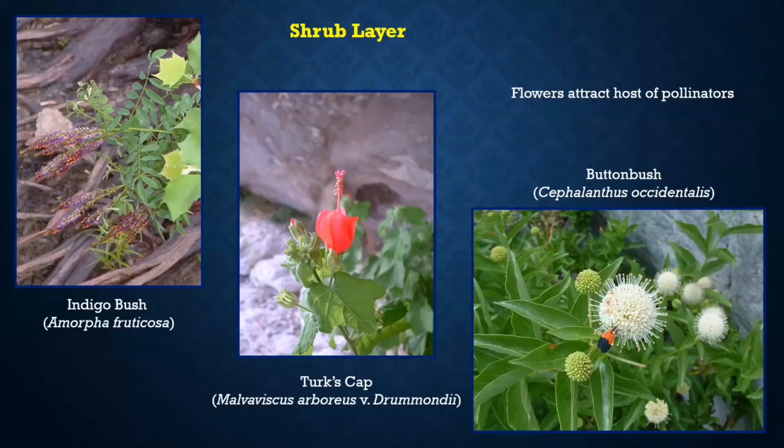Button bush is easily recognized. It has leaves that are 3 at a node. Sorry, the term is escaping my brain right now, but it has those white balls of flowers. All of these are great pollinating plants. And oftentimes you'll find button bush and indigo bush growing right along the edges of streams and rivers. Turk's cap will grow there as well, as in other settings.